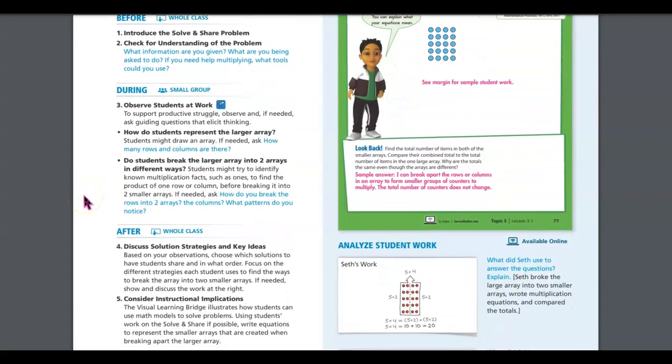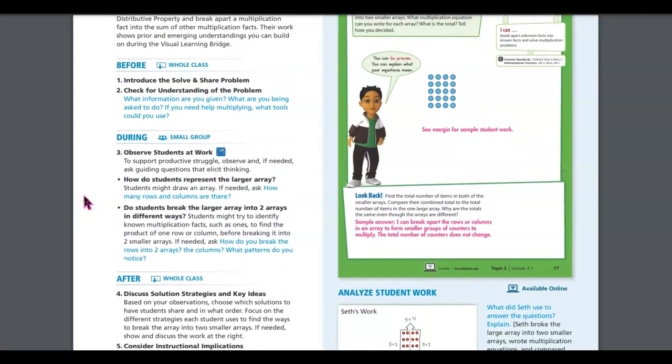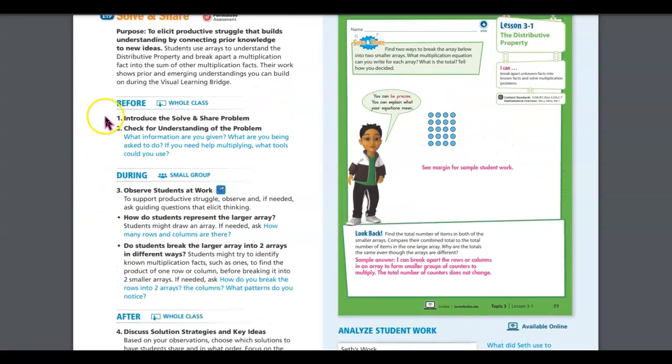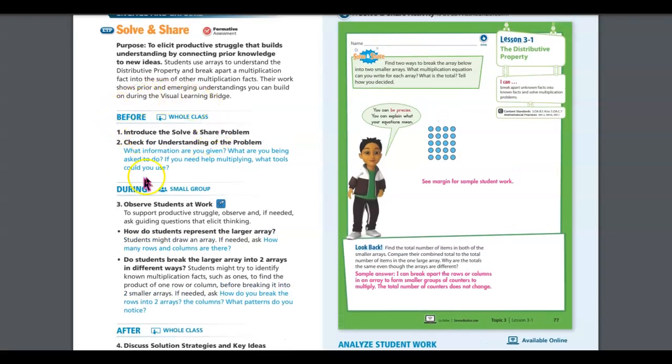So if you're not sure what questions to ask or how to get started, if you will just refer to your teacher's edition, it will show you exactly what to do right here. There are some instances where it will even tell you what a student's response should be, and if there are any misconceptions, what you can do to address that. When you first start, you start with your whole class. You introduce it, check for understanding, ask some guiding questions.